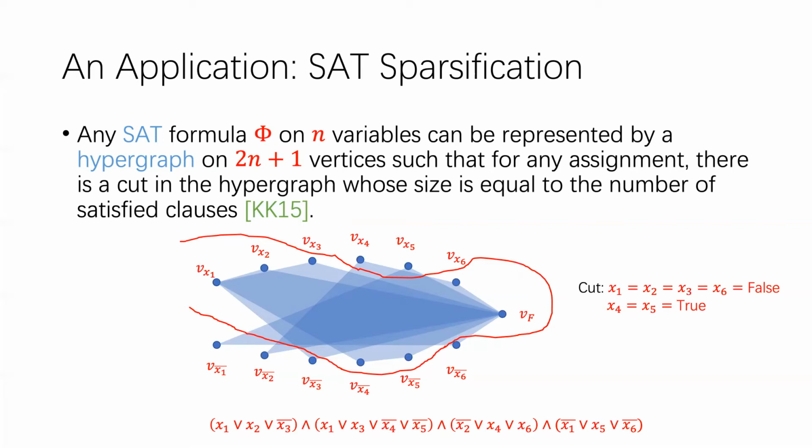For example, for the assignment where x1, x2, x3, and x6 are false, and x4 and x5 are true, we put vx1, vx2, vx3, vx4 bar, vx5 bar, vx6, and vf on one side, and the other vertices on the other side. The cut cuts through any hyperedge that represents a satisfied clause.